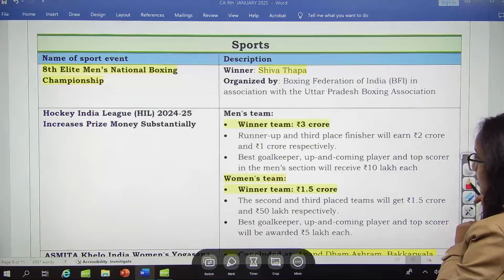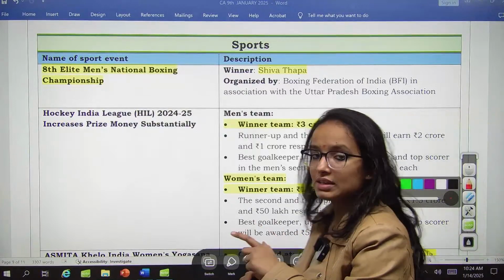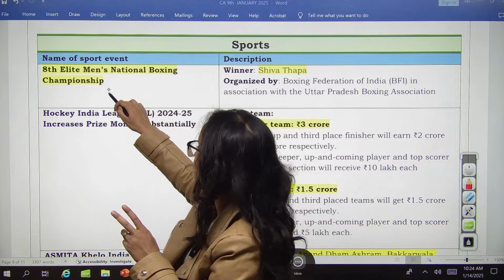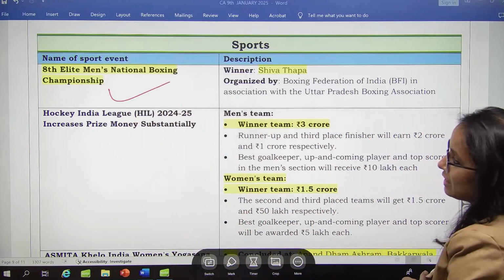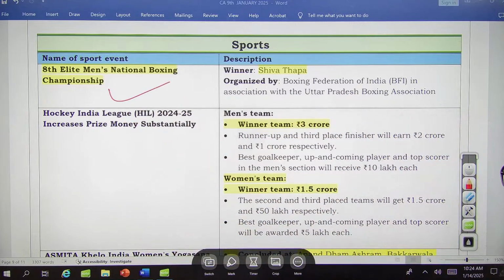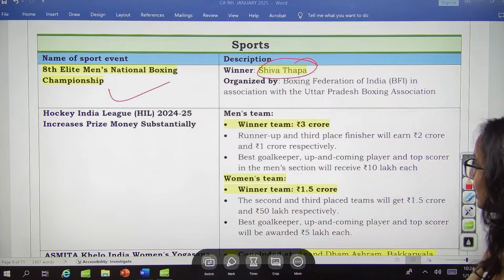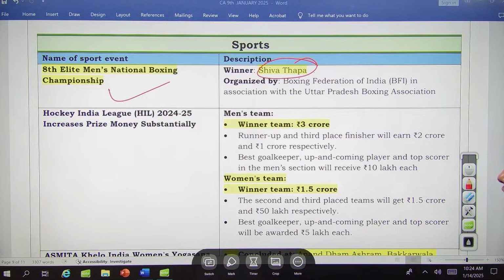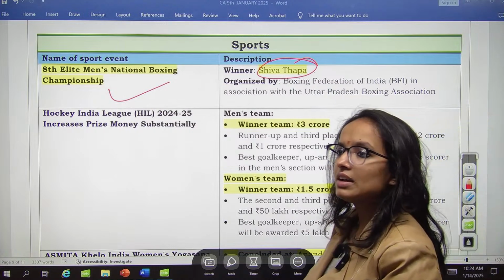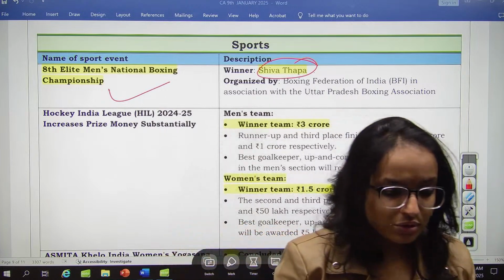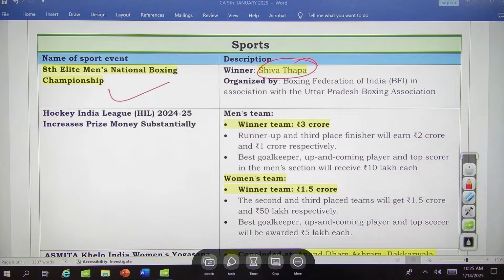Talking about sports, first we have the 8th Elite Men's National Boxing Championship. So the 8th Elite Men's National Boxing Championship has been won by Shiv Thapa. Remember, Shiv Thapa. It was organized by the Boxing Federation of India. Then next is Hockey India League. Hockey India League has started. Several events will be happening. It is a long event schedule. Hockey India League is very important.